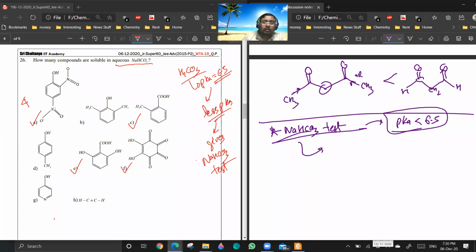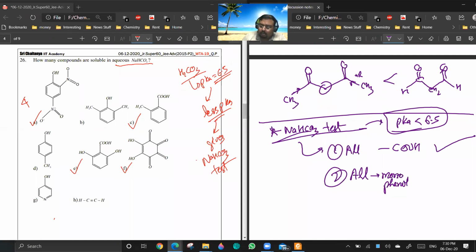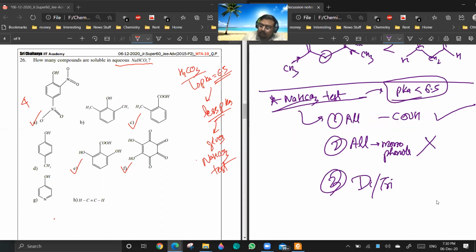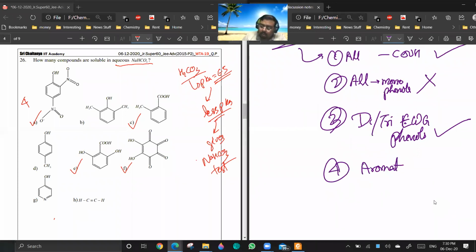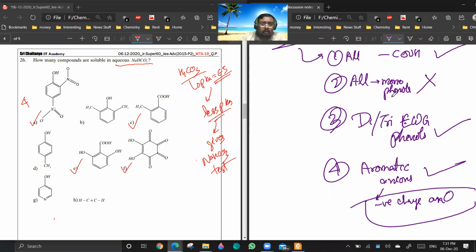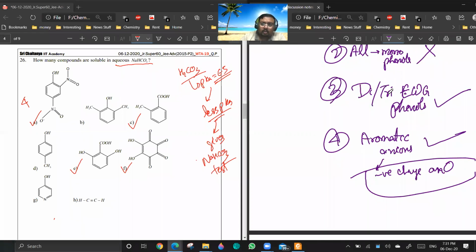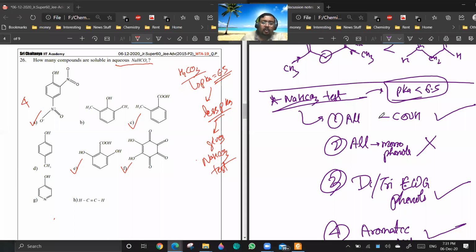Okay, but suppose we don't know that, then there are multiple ways. First, all carboxylic acids will give. Monophenols will not give. Third, di or tri electron withdrawing group phenols will give. Post aromatic anions will give, with negative charge on oxygen. Are you getting a point? This is an important point. I think this will cover almost every case which is there in the market.